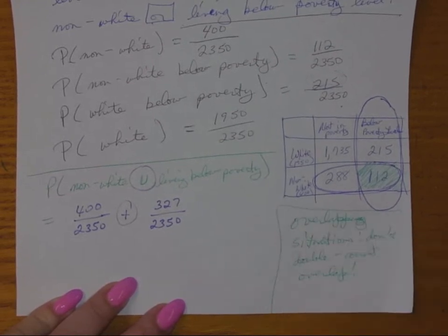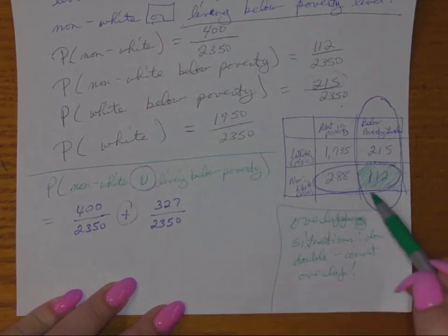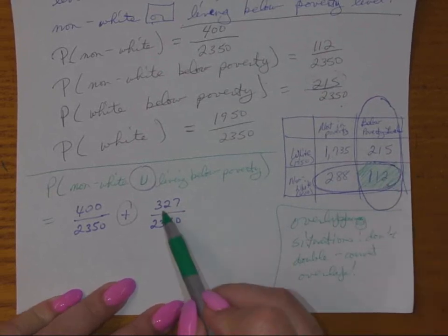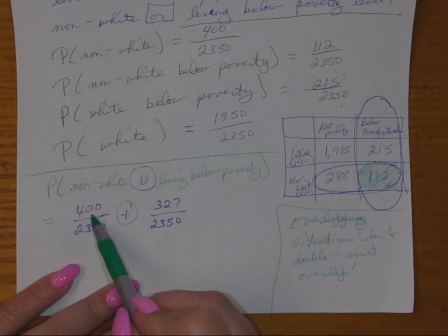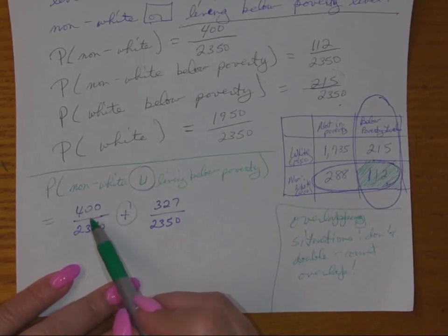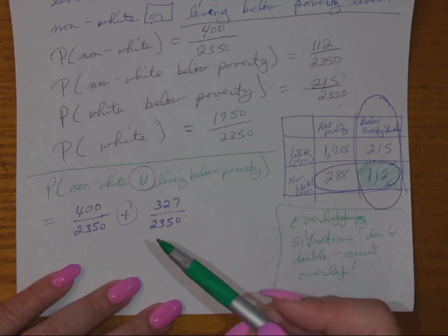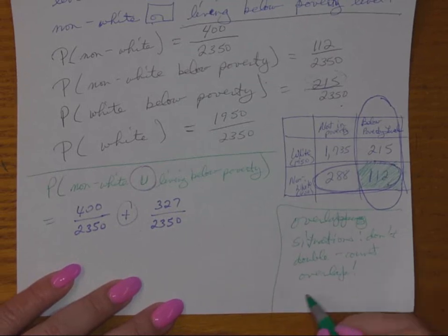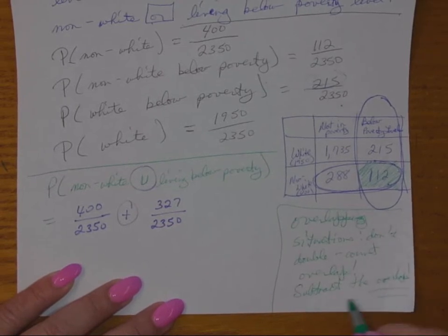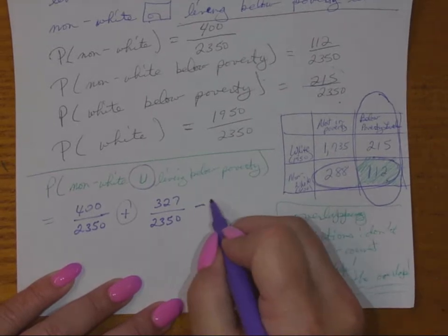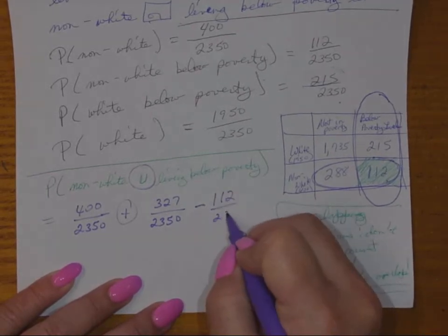Okay? And so in order to watch out, if I put these people in here with this 327, then I'm in trouble because I already counted those 112 people over here in the non-white group, right? So I'm double counting them. So if you get in that situation, what you do is you subtract the overlap. I've double counted them. They get a vote, but they don't get 2 votes. Okay? So now I need to subtract the overlap, minus 112 over 2350.